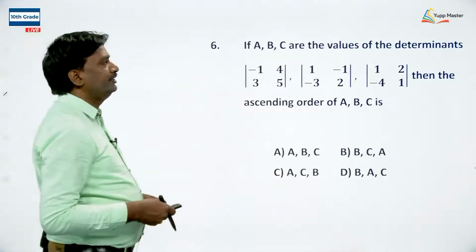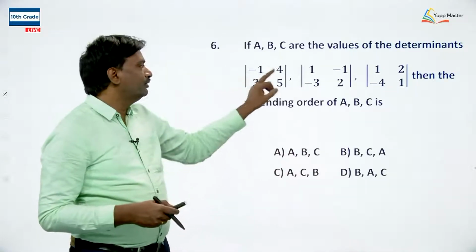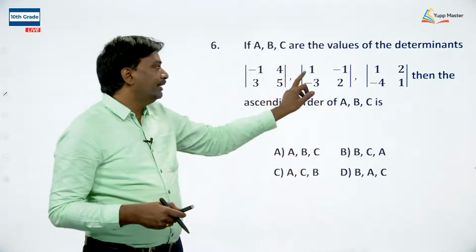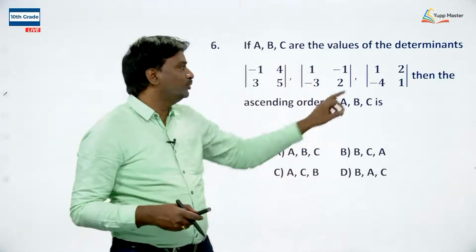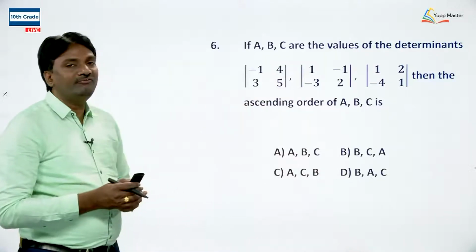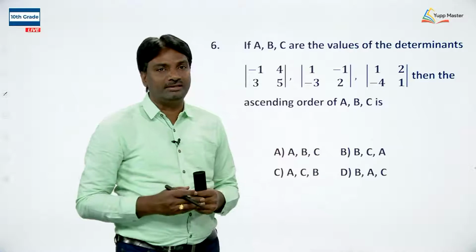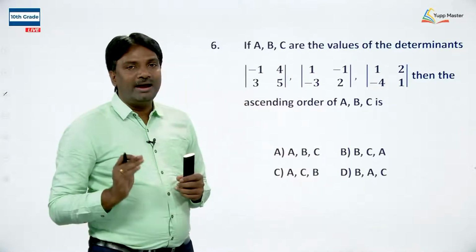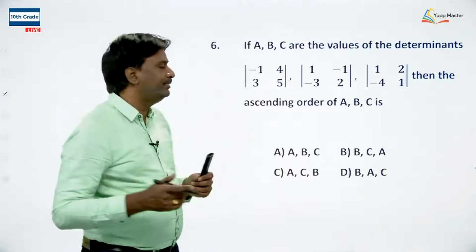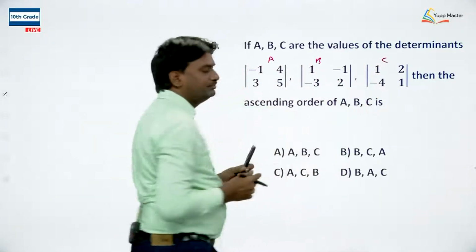Next, if A, B, C are the values of the determinants, minus 1, 4, 3, 5; 1, minus 1, minus 3, 2; 1, 2, minus 4, 1, then find the ascending order of A, B, C. Ascending means least to greatest, 1, 2, 3, 4, like that. Here 3 matrices are given, they are given as A, B, C. So suppose that this is A, this is B and this is C.